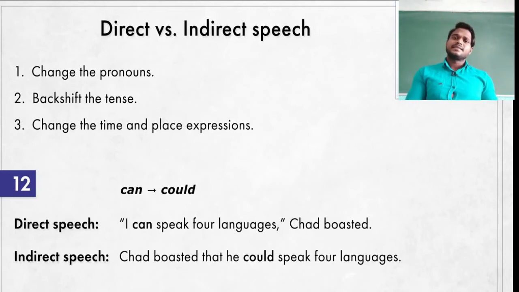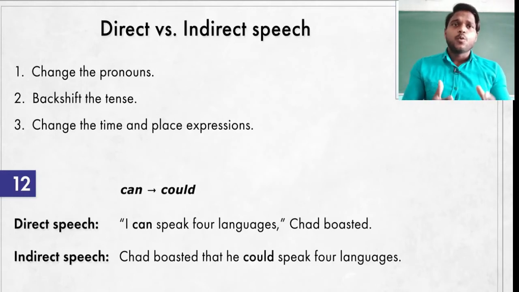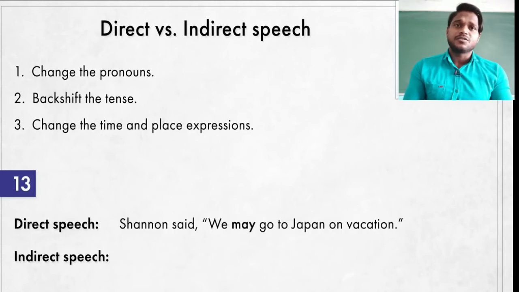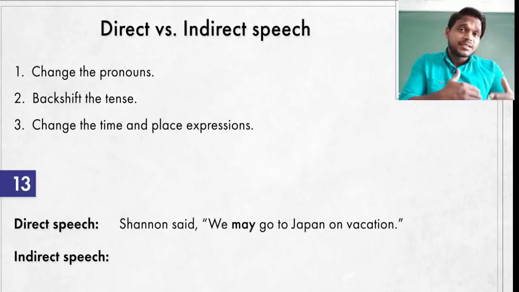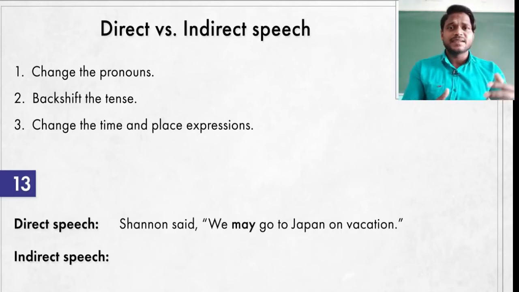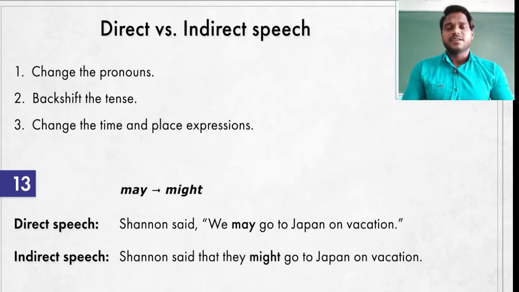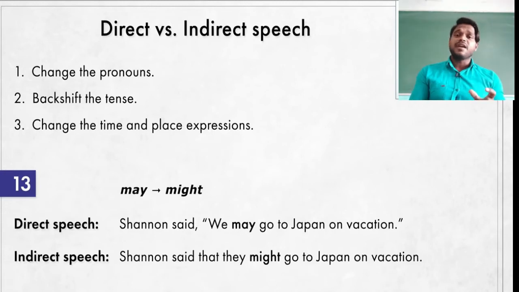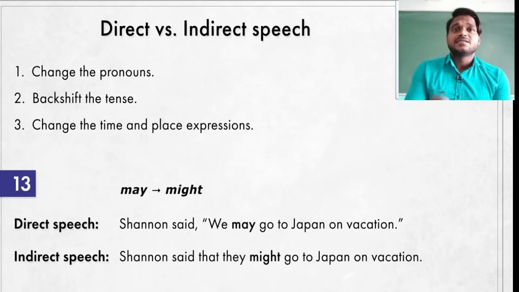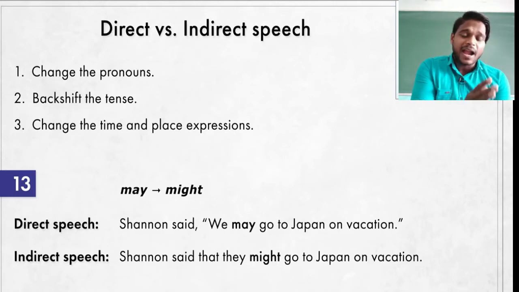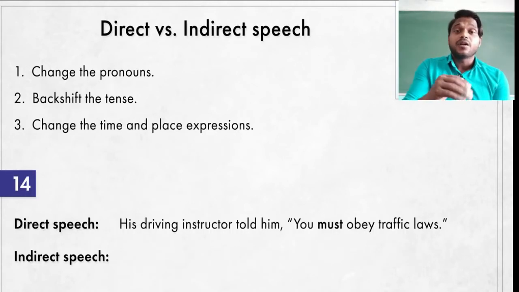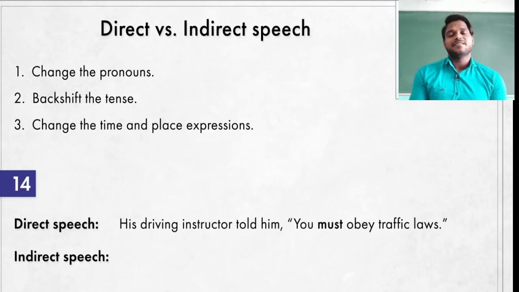And the 13th sentence is that Shannon said we may go to Japan on vacation. Shannon said that they might, "may" changes to "might", and the remaining sentence. So this is how the 14th comes. Now driving is a very good thing. So his driving instructor told him you must obey traffic rules. His driving instructor told him that he must obey or had to obey the traffic laws.